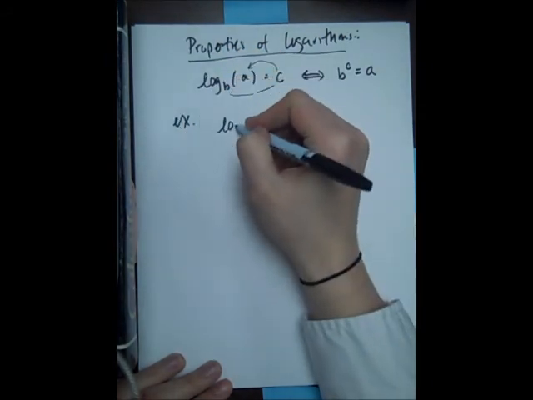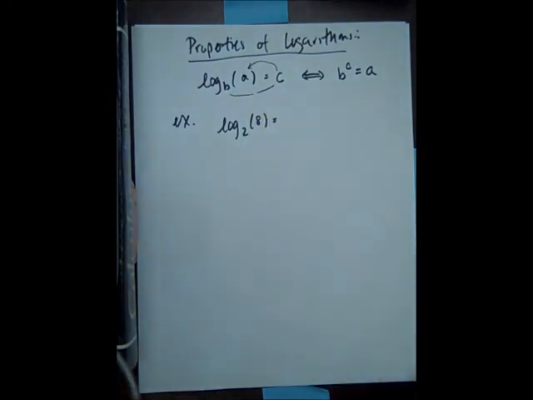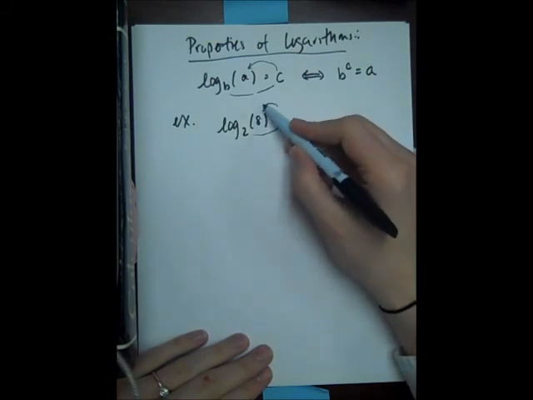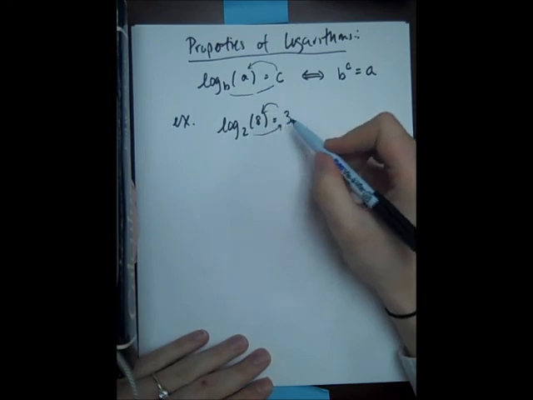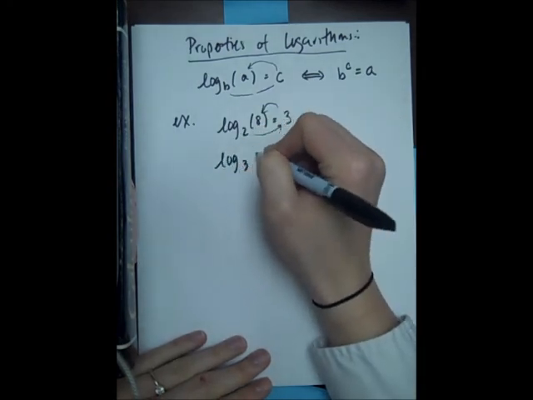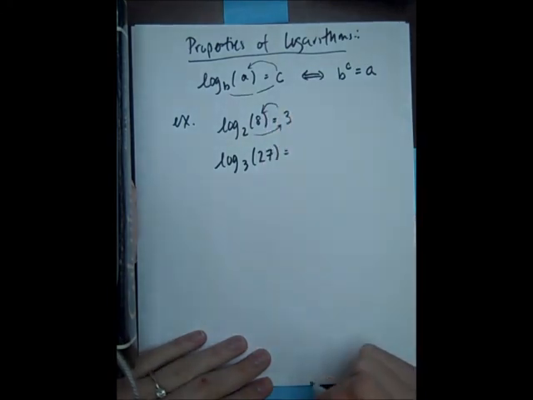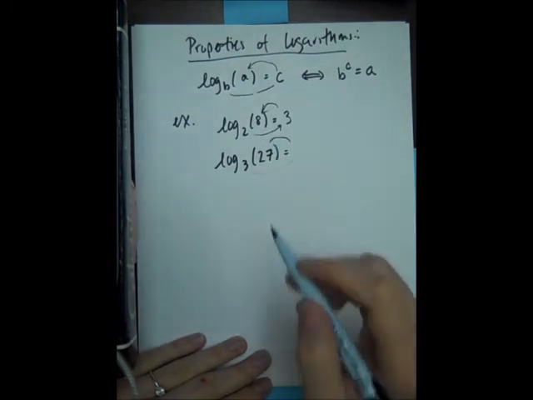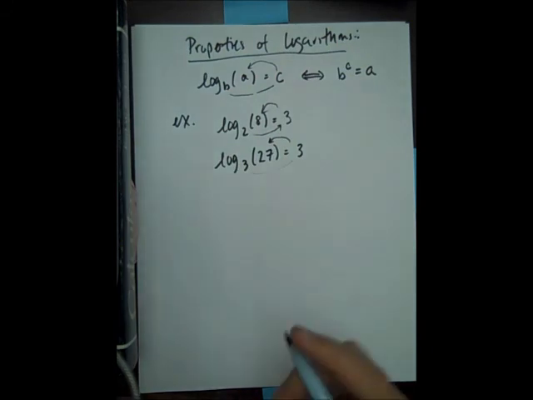For example, log base 2 of 8. What is that? Well, this is saying 2 to what power is equal to 8? Well, 2 cubed is 8, so log base 2 of 8 is equal to 3. What about log base 3 of 27? So this is saying 3 to what power is equal to 27? Well, 3 cubed is 27, so I would put a 3 there.